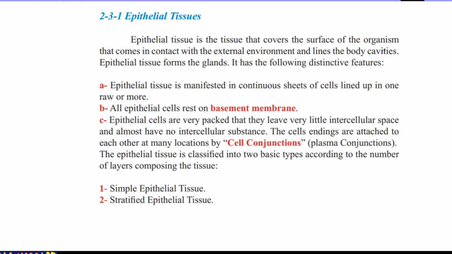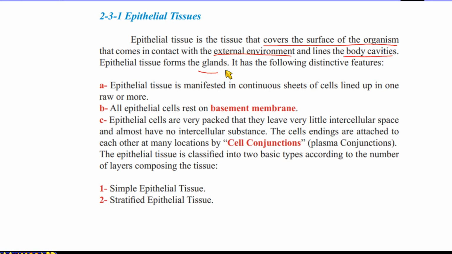Hello friends, there are four main types of animal tissue we're going to study: epithelial tissue, connective tissue, muscular tissue, and nervous tissue. We start with epithelial tissue, the tissue which covers the surfaces of the organism. Whether it is a part of the body in contact with the external environment, or the internal surfaces of body cavities, they are all covered by epithelial tissue.